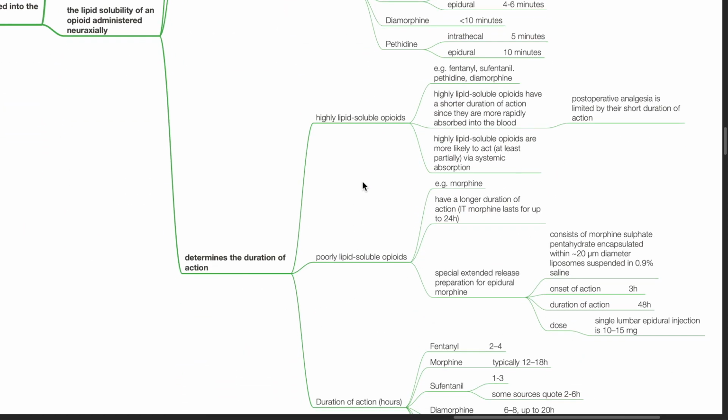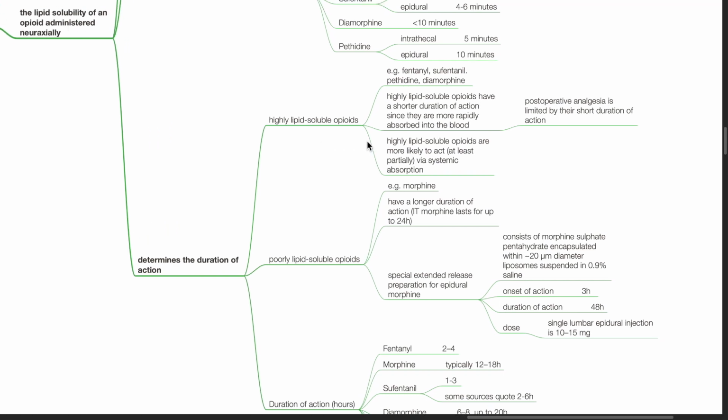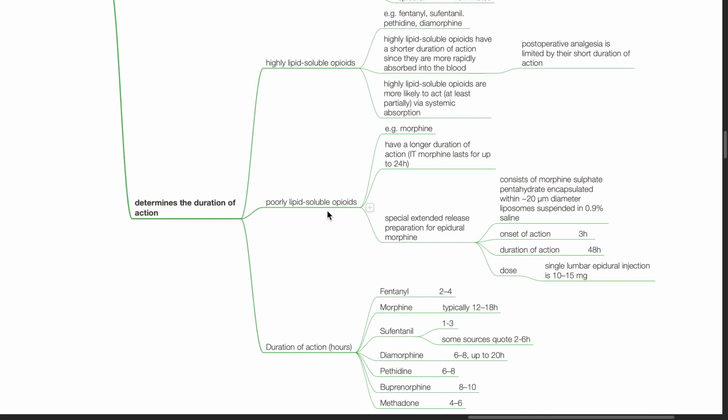Regarding the duration of action, highly lipid-soluble opioids such as fentanyl, sufentanil, pethidine, and diamorphine have a shorter duration of action since they are more rapidly absorbed into the blood. Post-operative analgesia is thus limited by their short duration of action. Highly lipid-soluble opioids are more likely to act via systemic absorption. Poorly lipid-soluble opioids such as morphine have a longer duration of action.